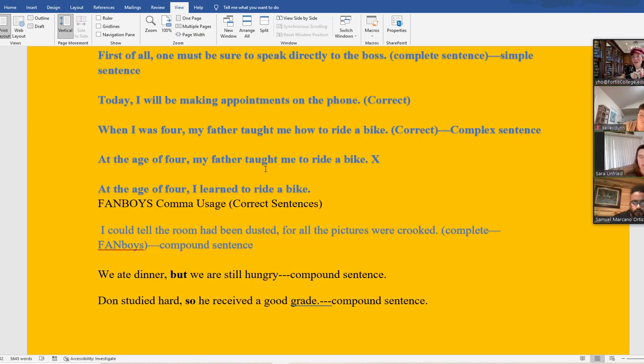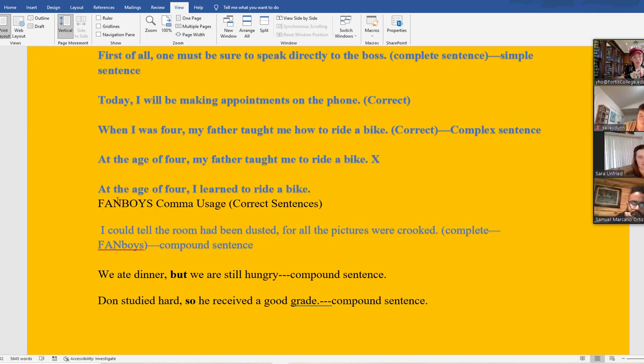No, but you got the right idea. Yes, it's some kind of dangling modifier mistake. Whenever you modify something, the clause or phrase has to be right next to the noun that it modifies. Here it's wrong because your father was not 4 years old when he taught you to ride a bike. So that makes this a dangling modifier mistake.